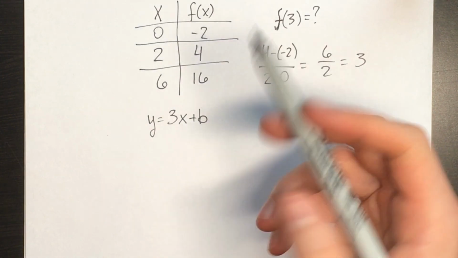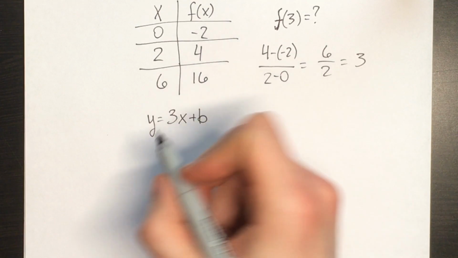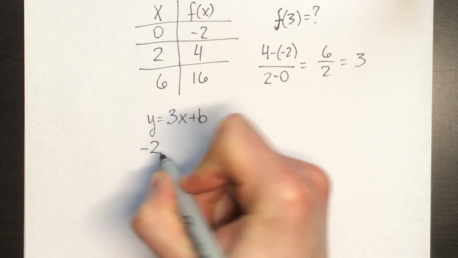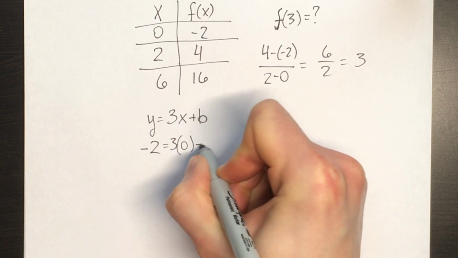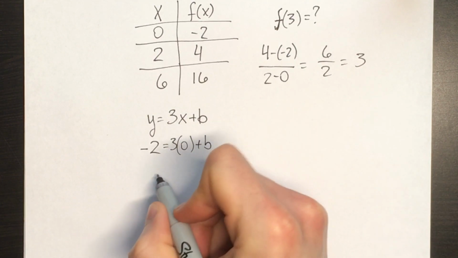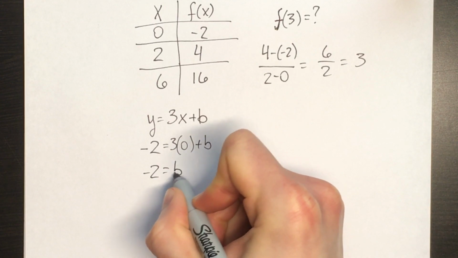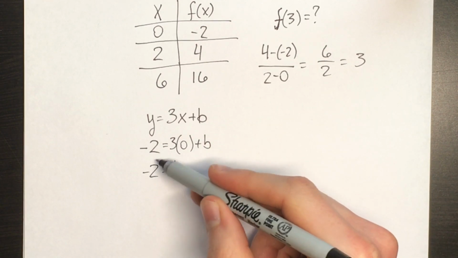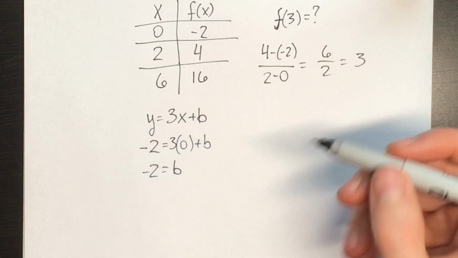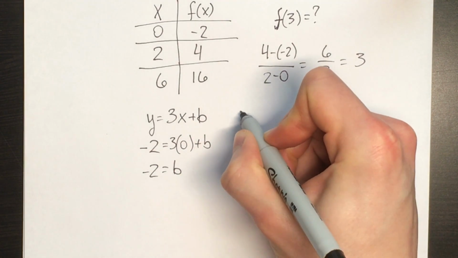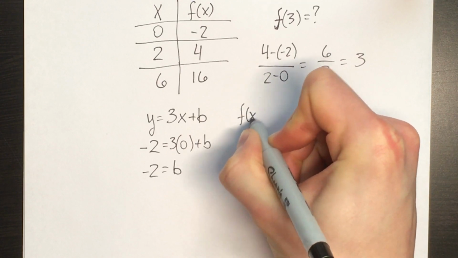So for this, I'm just going to take the first point. So the y value there is negative 2. So negative 2 is equal to 3 times 0 plus b. 3 times 0 is 0. So negative 2 is equal to b. Cool. So we have our y-intercept now, and this is what you're going to get no matter which point you choose. So now we can write our equation as f of x.